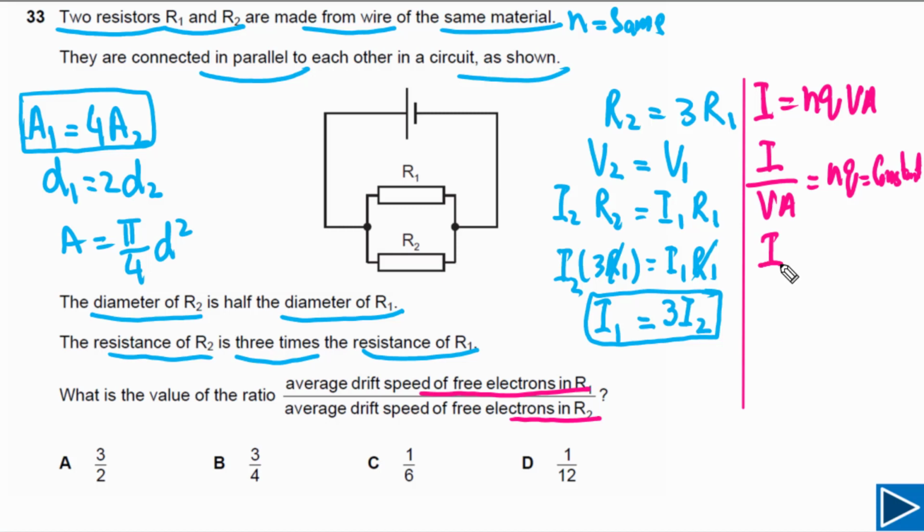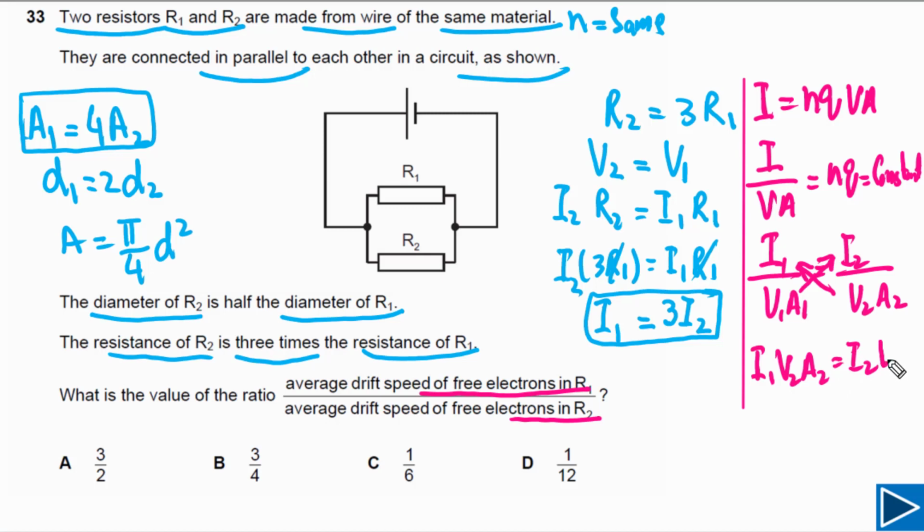We can then write I1 over V1 A1 is equal to I2 divided by V2 A2. We can cross multiply, multiplying this side with I1 and this one with I2. So we can write I1 V2 A2 is equal to I2 V1 A1.